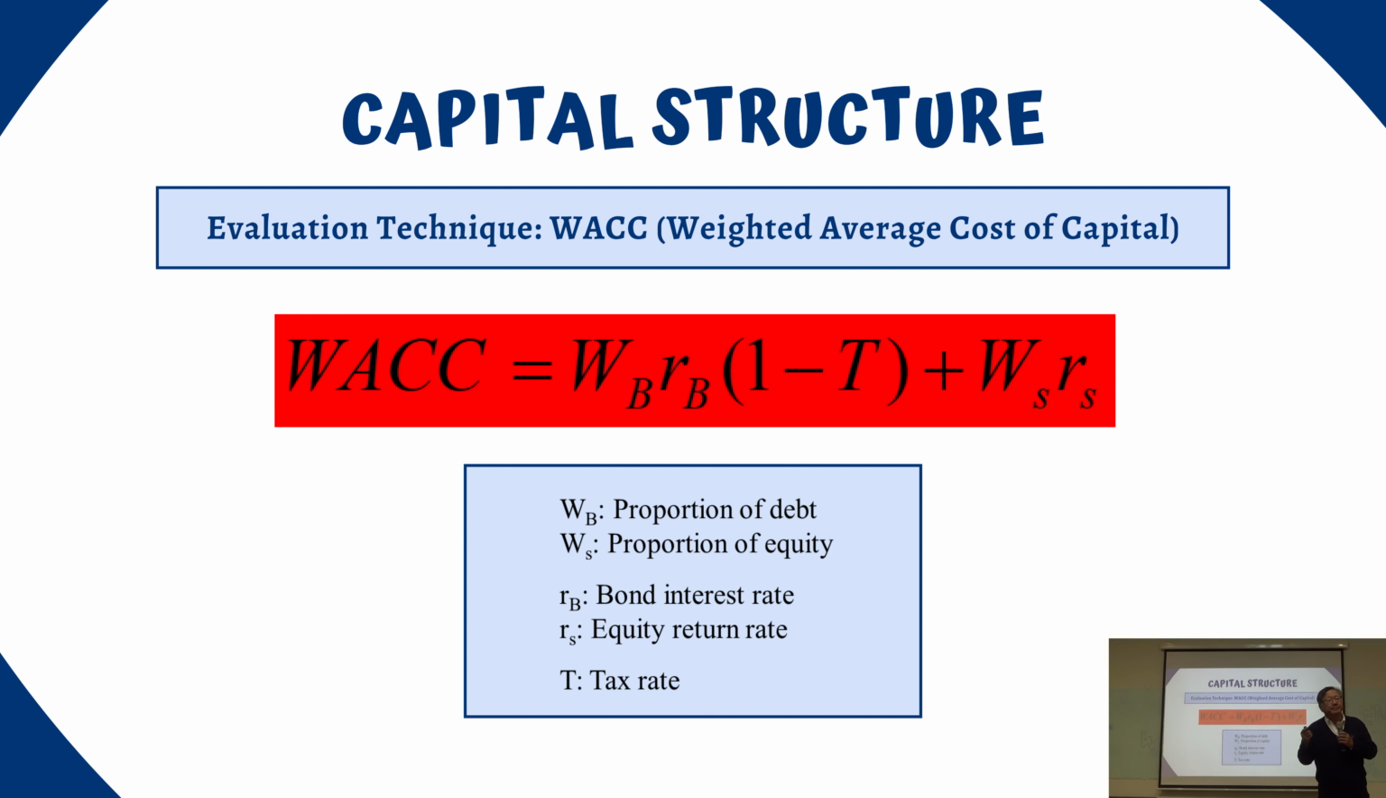1 minus T is because every interest payment you pay is recorded as an expense in your income statement, so it gives you a tax shield advantage. With a tax shield advantage, that will lower your cost of debt. So when you consider the cost of debt, you also have to consider the tax shield advantage. But the shareholder doesn't provide such an advantage.